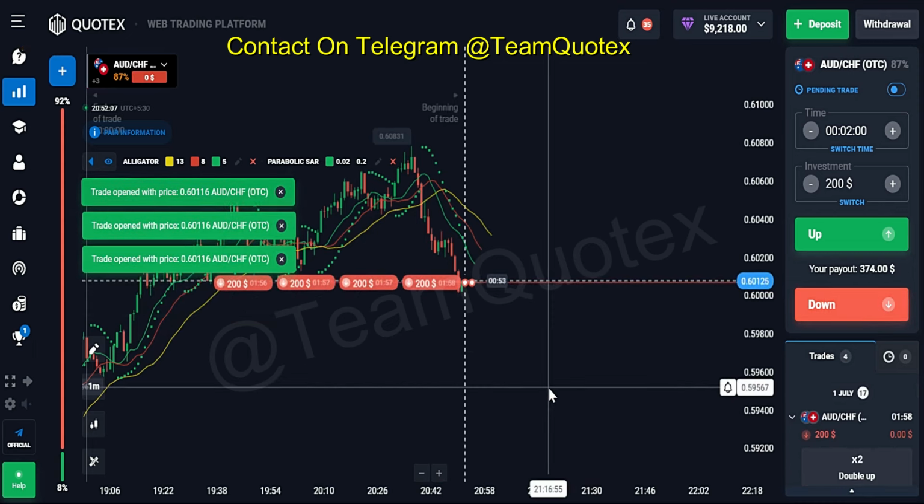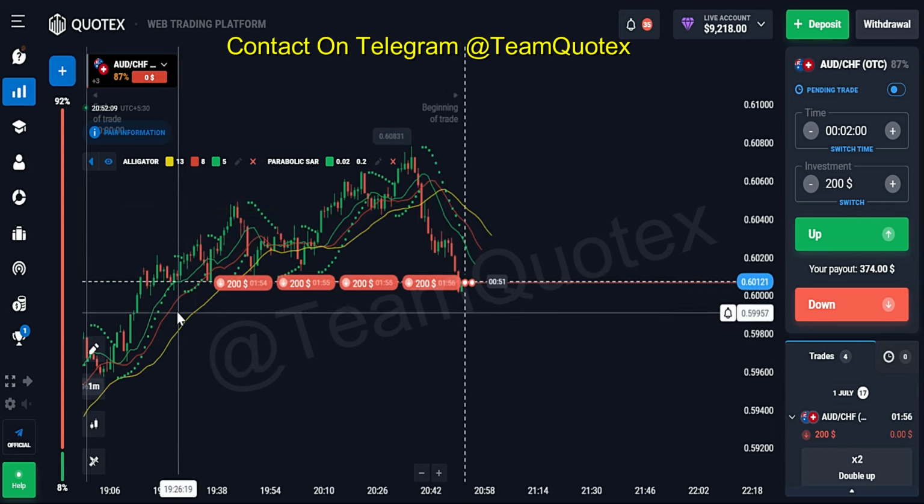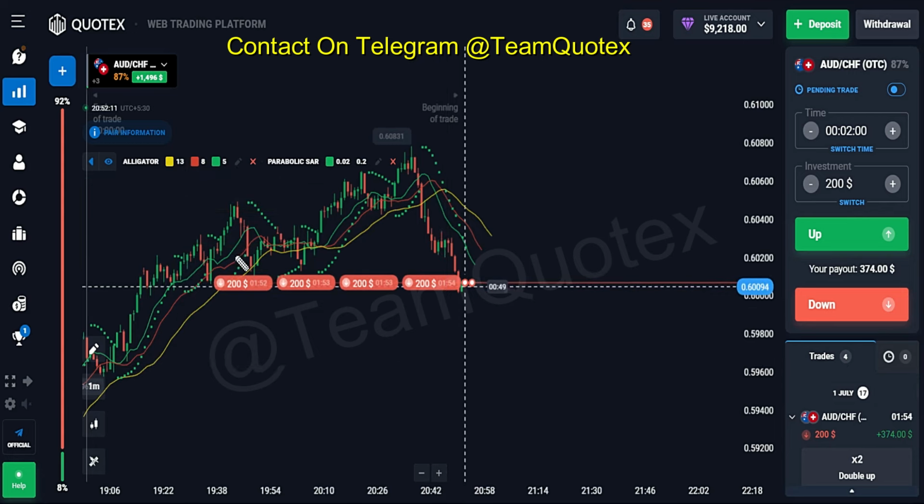So now, guys, you can see I took few trades in the downward direction. All right, 1 2 3 4, $800 I invested for 2 minutes in the downward direction. All right, so my logic is very clear, guys. You can see this crossover happen here, of 3 lines, and the parabolic is also supporting.